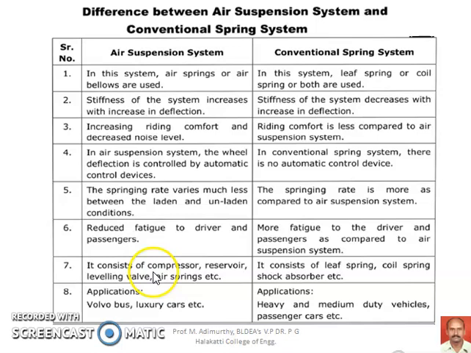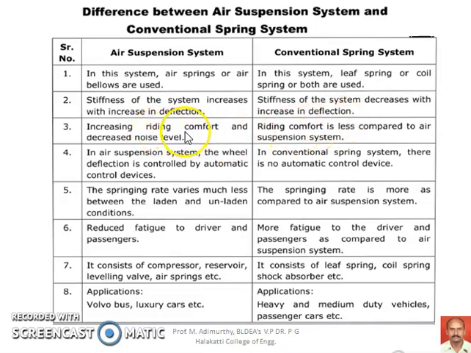Now let us try to understand the differences between the air suspension system and a conventional spring suspension system. The important differences are listed here. In air suspension system, air springs or air bellows are used, whereas in conventional suspension system, leaf springs or coil springs or both can be used. Stiffness of the system increases with increase in deflection in the air suspension system, whereas stiffness decreases with increase in deflection in the conventional spring suspension system.